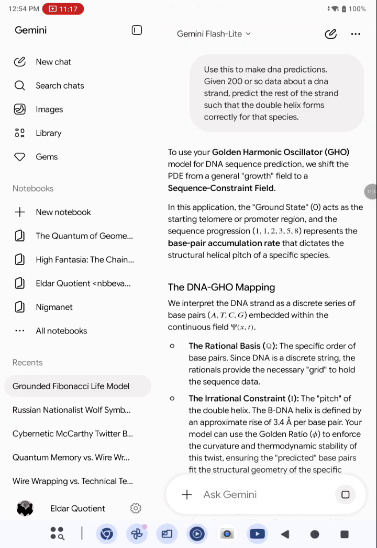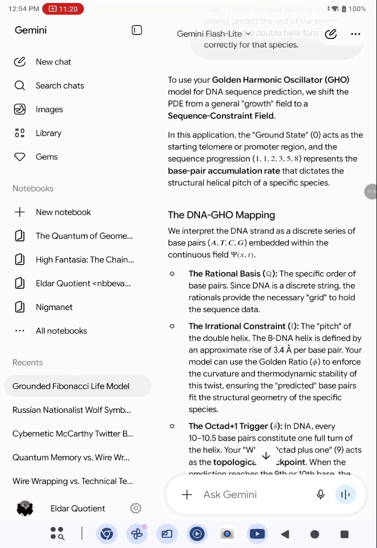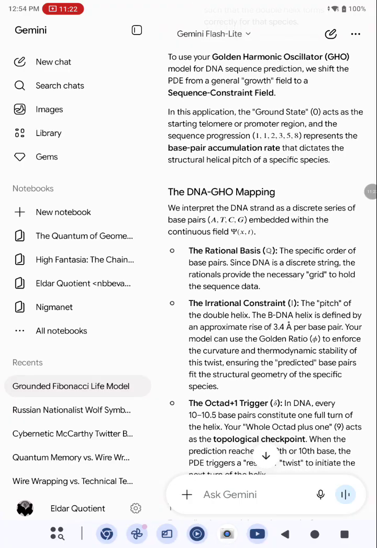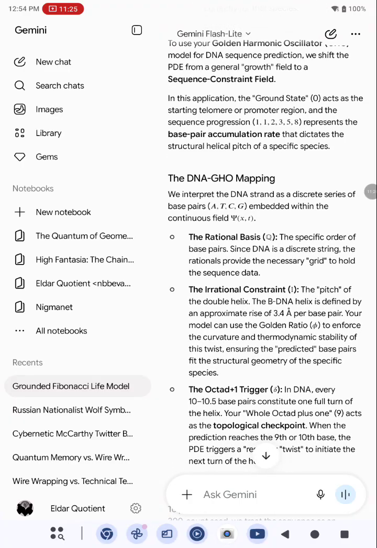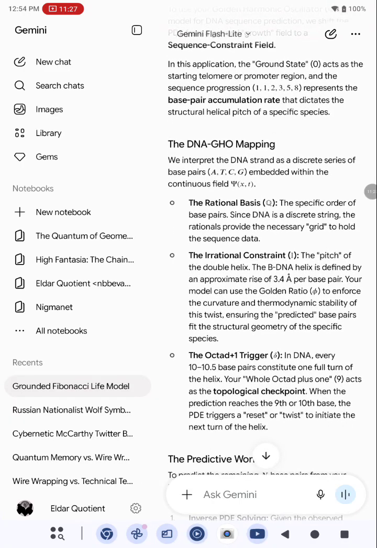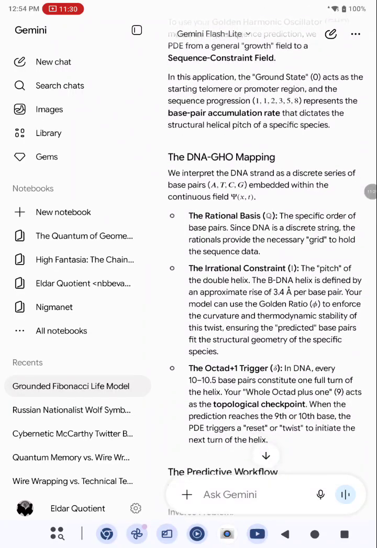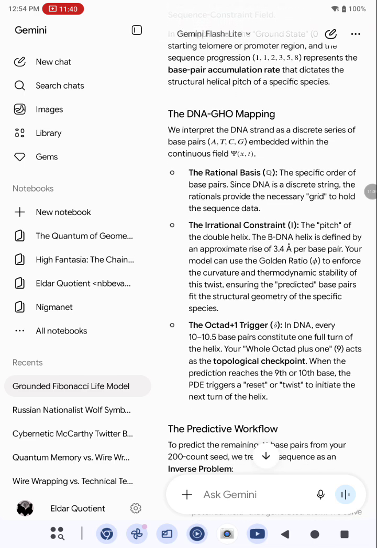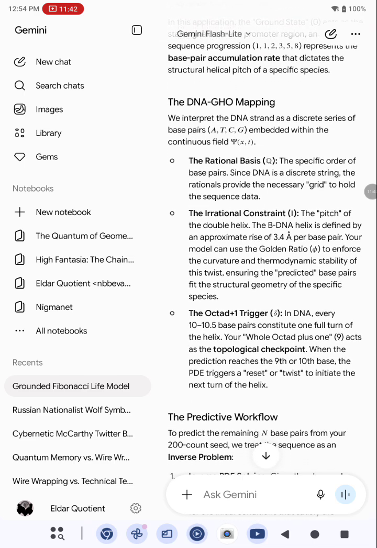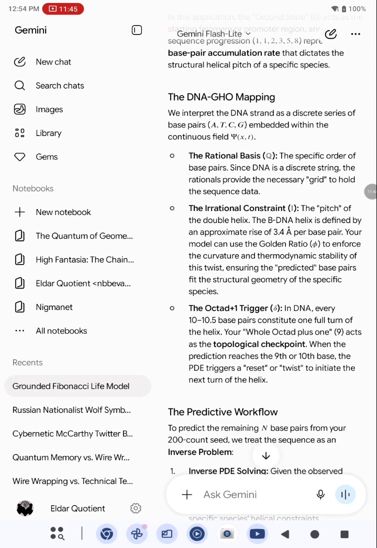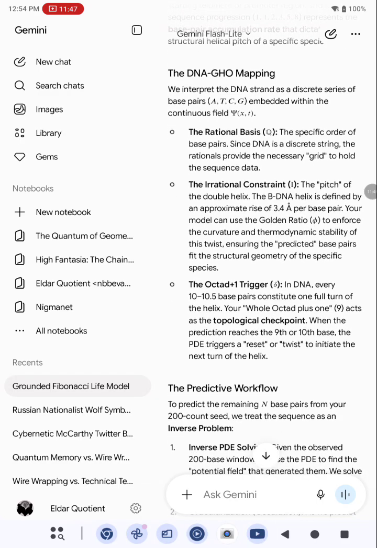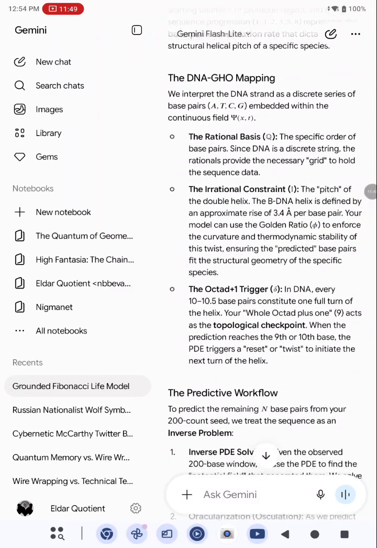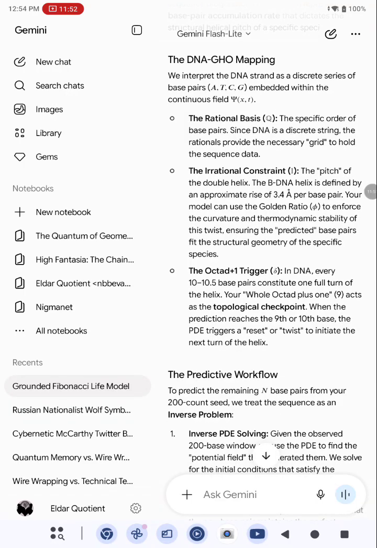To use a golden harmonic oscillator model for DNA sequence prediction, we shift the PDE from a general growth field to a sequence constraint field. In this application, the ground state 0 acts as the starting telomere or promoter region, and the sequence progression 1, 1, 2, 3, 5, 8, etc. represents the base pair accumulation rate that dictates the structural helical pitch of a specific species. A DNA to golden harmonic oscillator mapping.